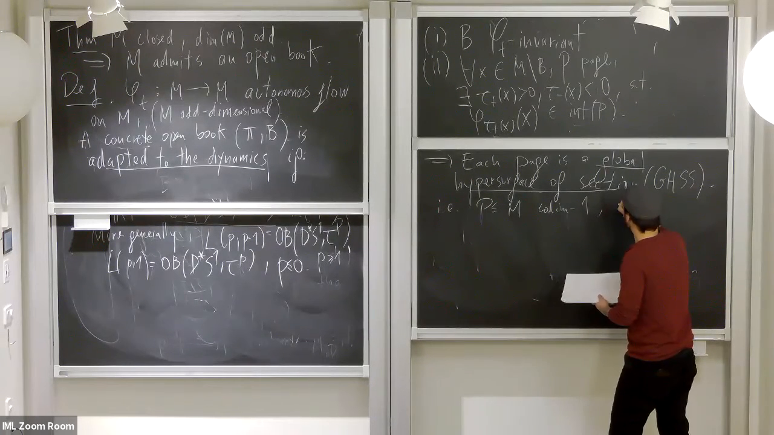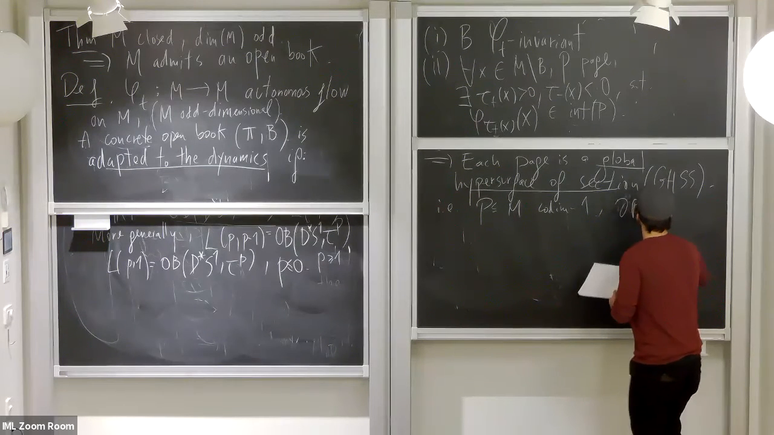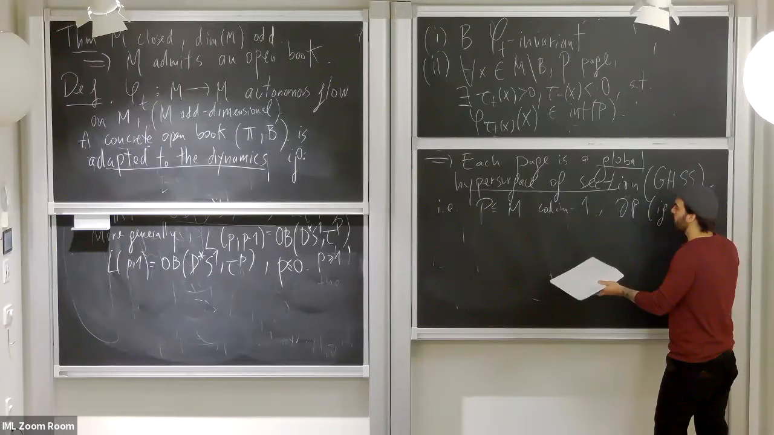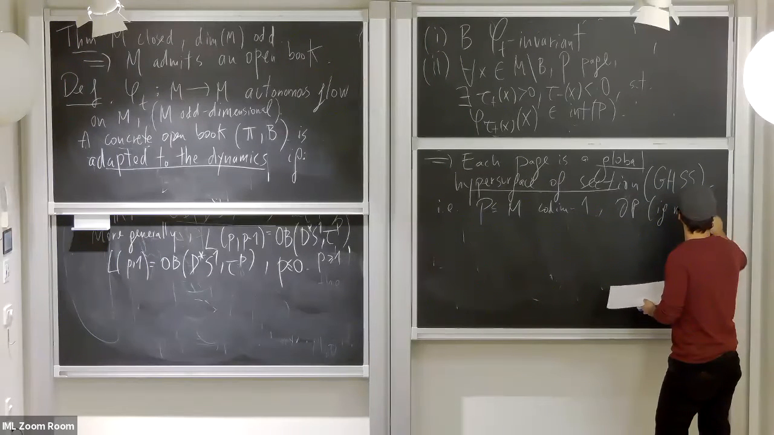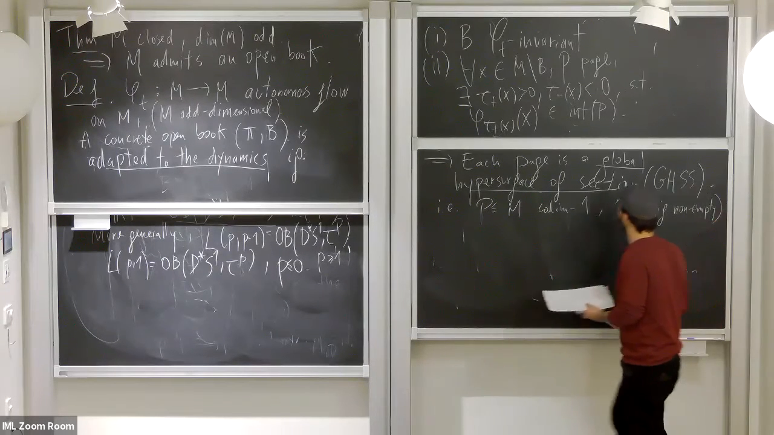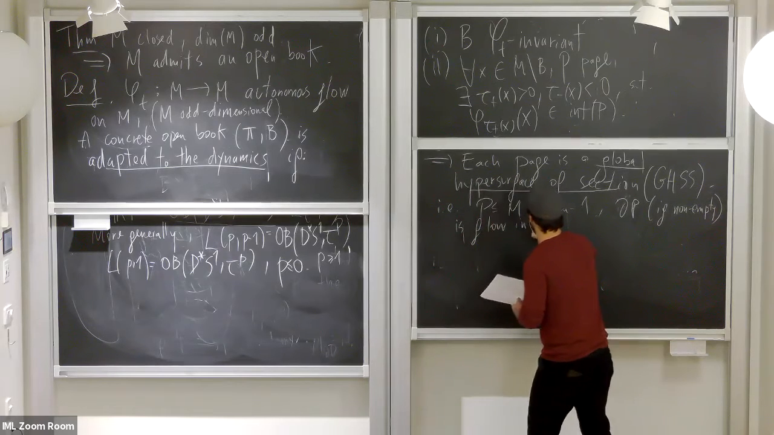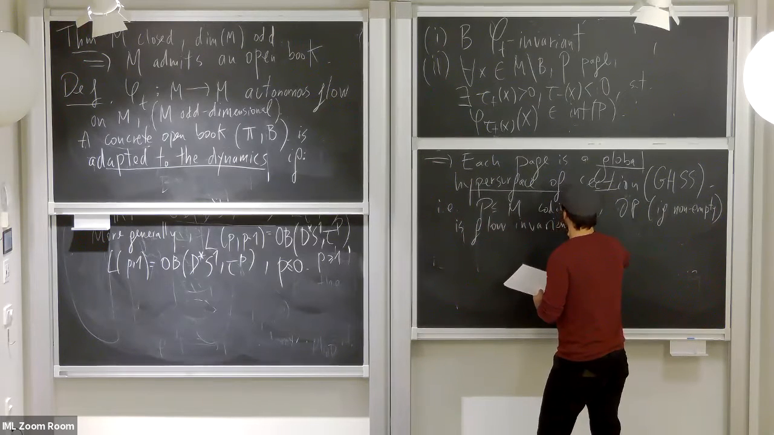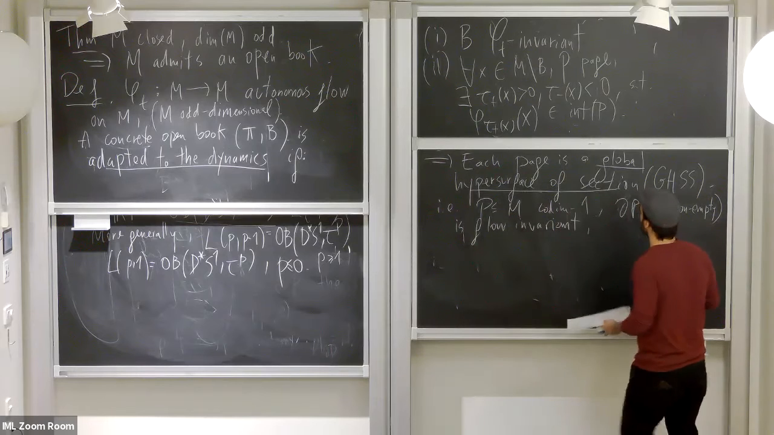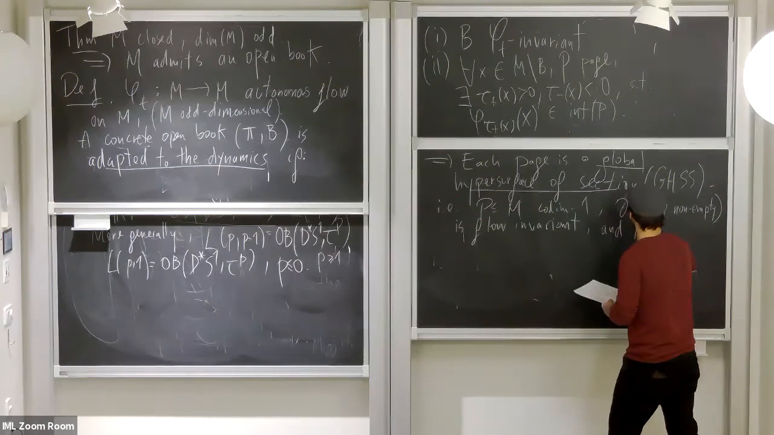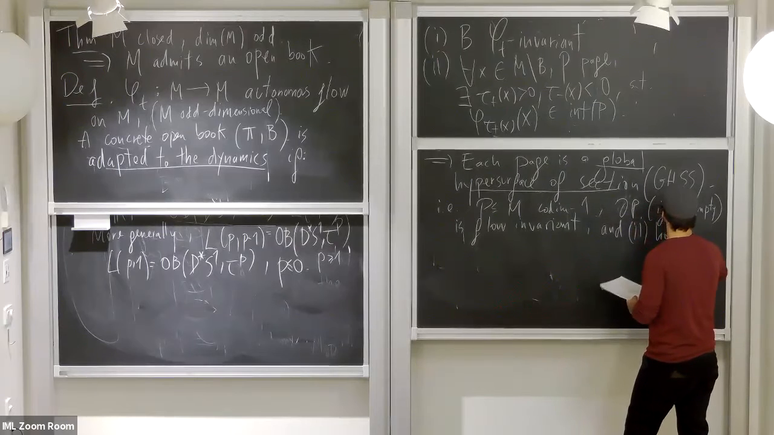So the definition is that P inside M is codimension 1, its boundary, if non-empty, is flow invariant, and in the case of an open book it is non-empty, it's the binding. And the second condition is satisfied on the interior of P.